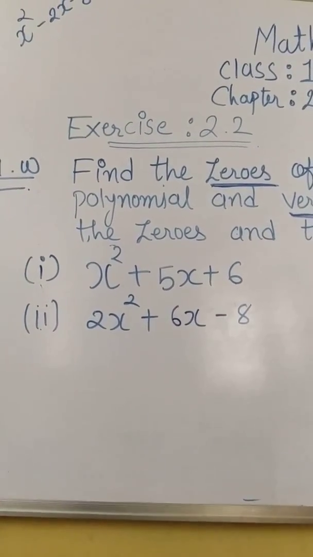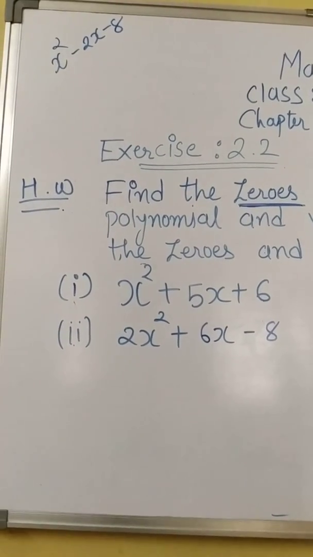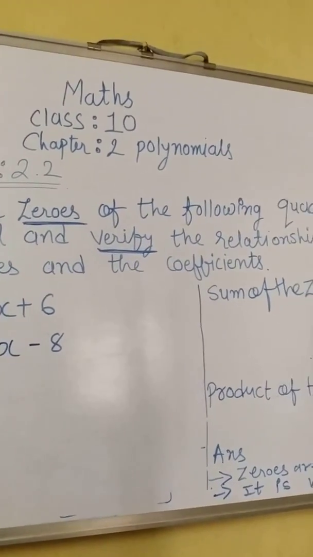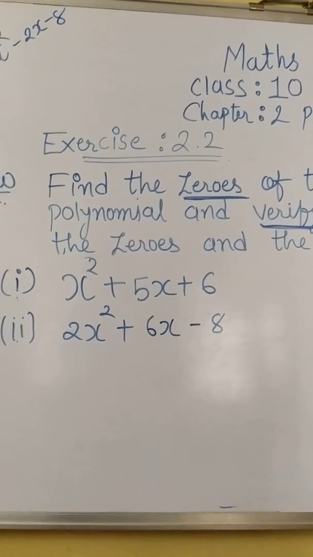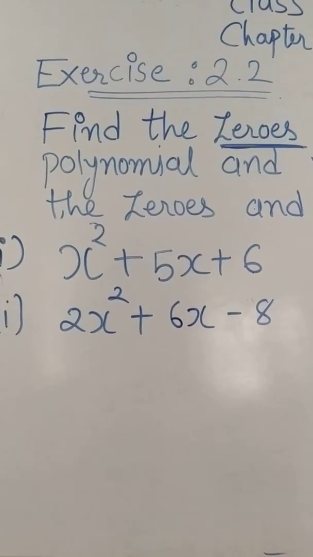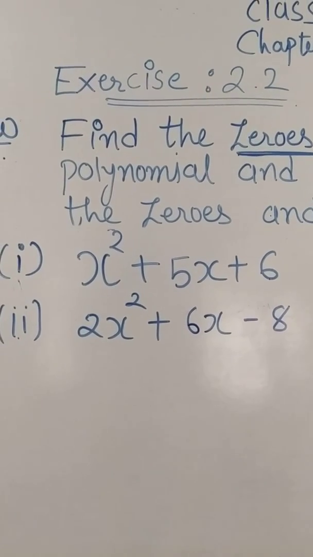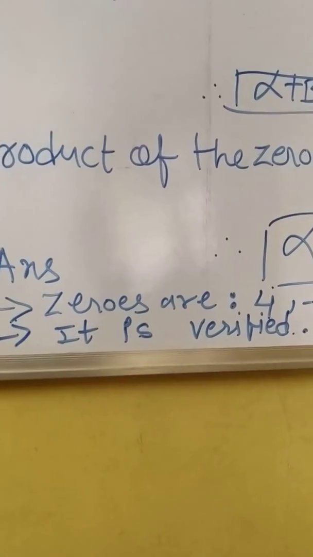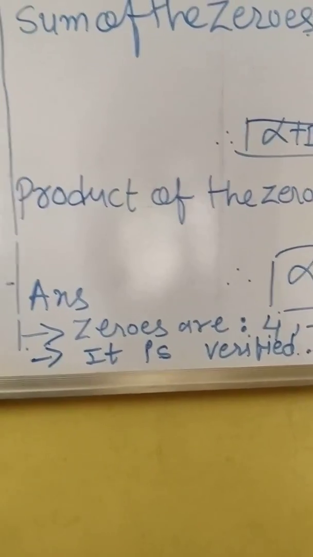So as I told you how to solve the question, here will be your homework, that find the zeros of the following quadratic polynomial and verify it. Here are the two questions that you have to solve, and you have to verify by using both the methods, and at the end you have to show the answer, that how many zeros you got and it is verified or not.